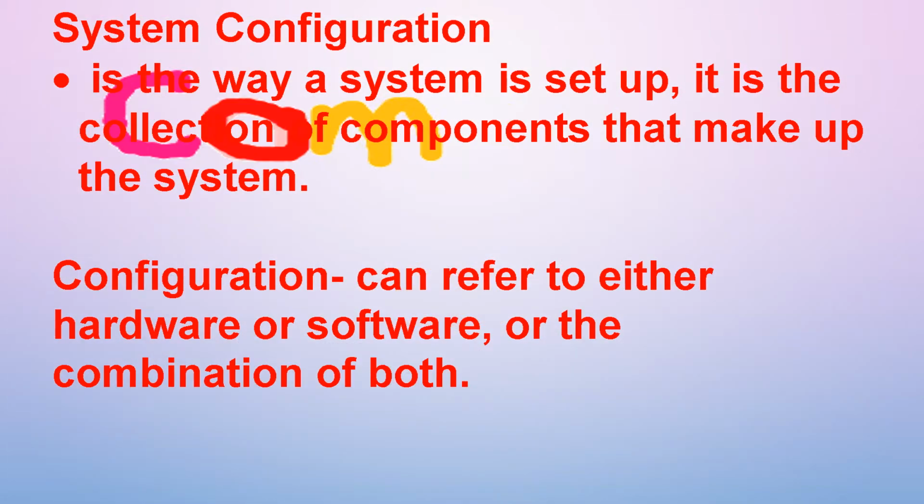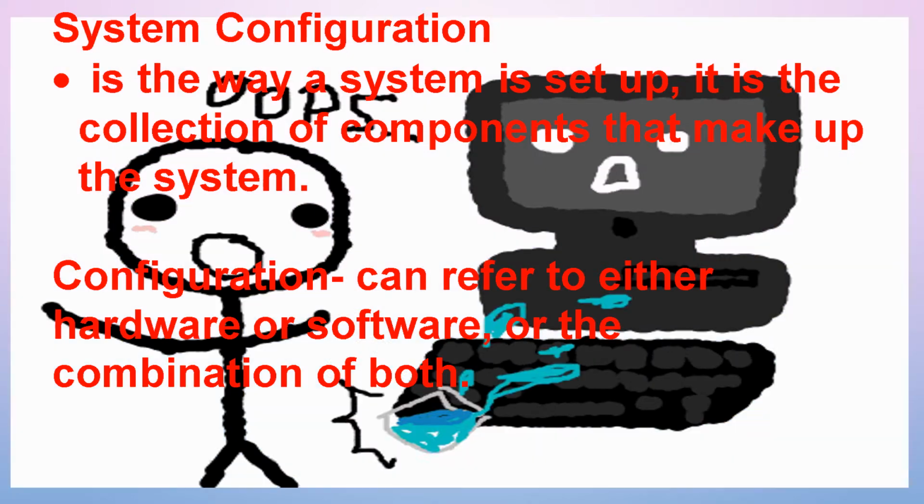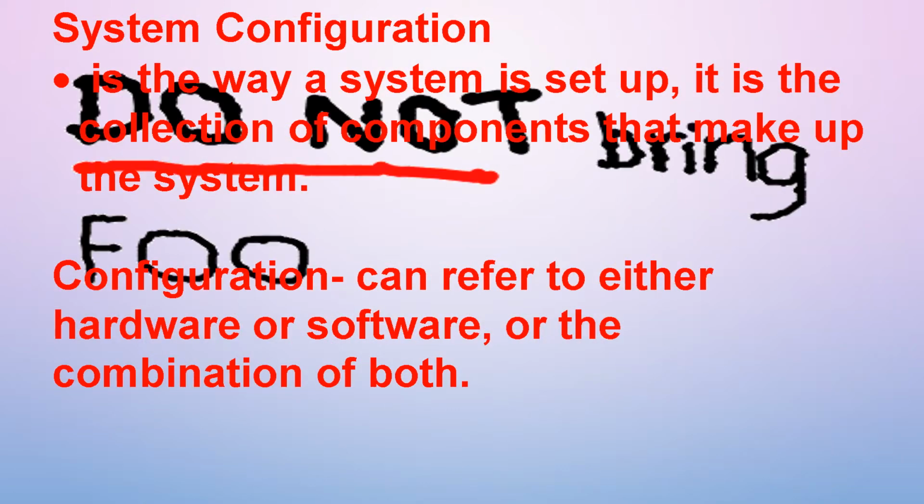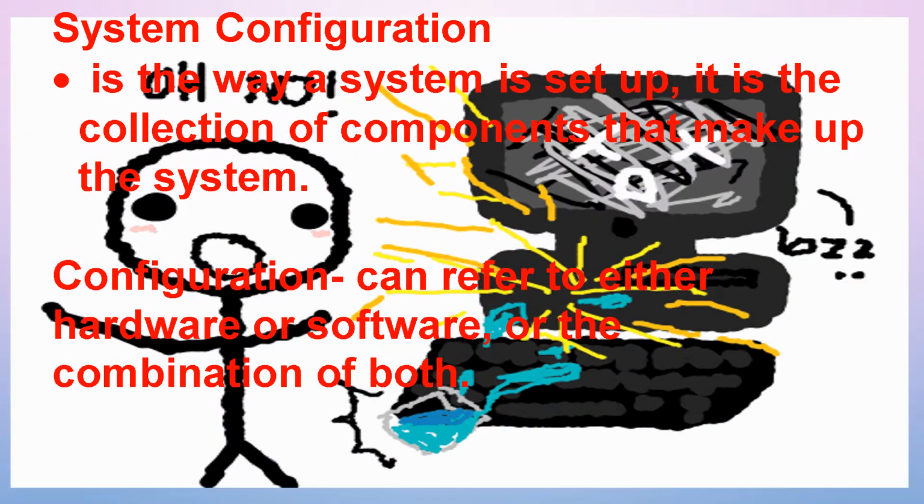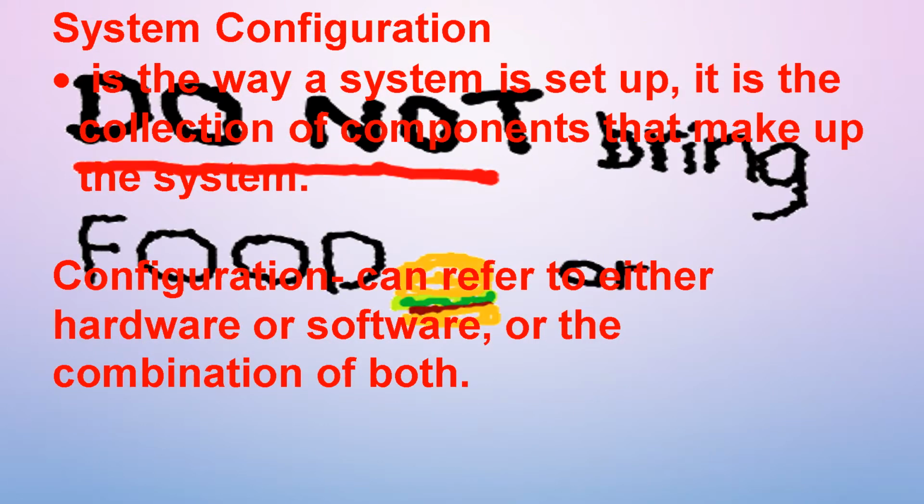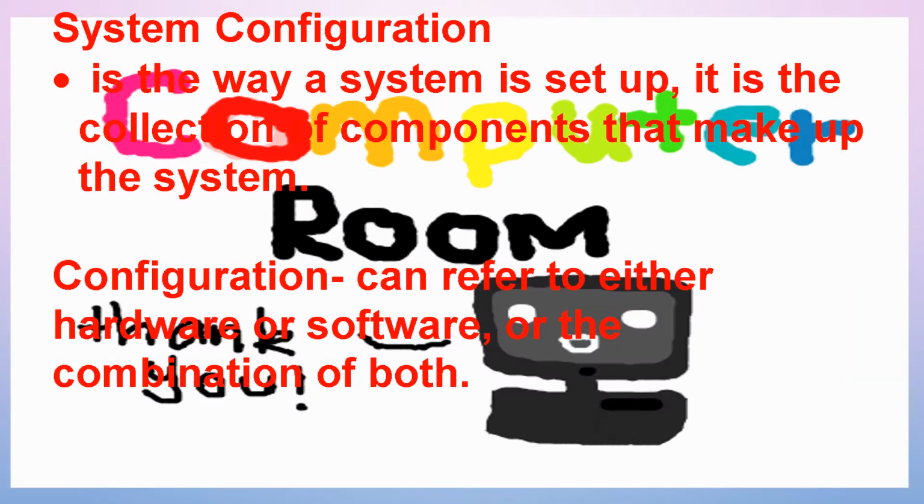System configuration is the way a system is set up. It is the collection of components that make up the system. Configuration can refer to either hardware or software or the combination of both.